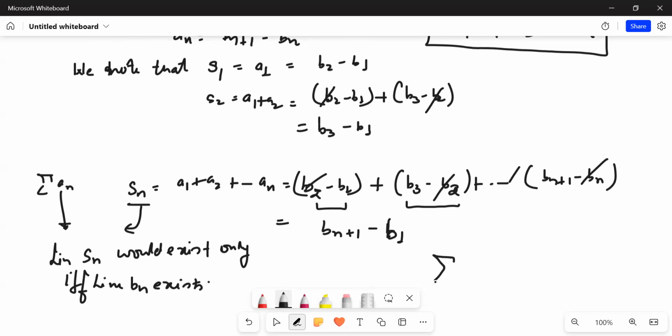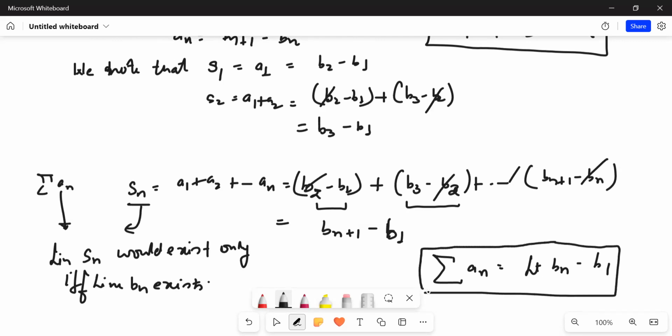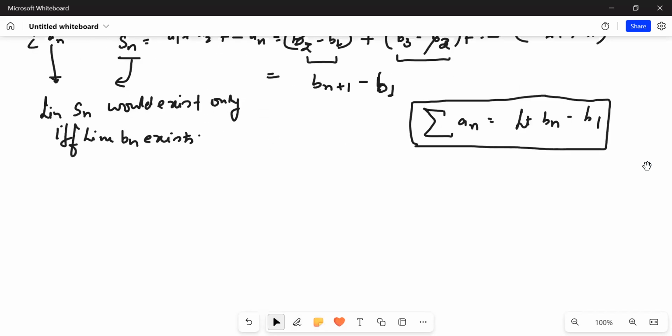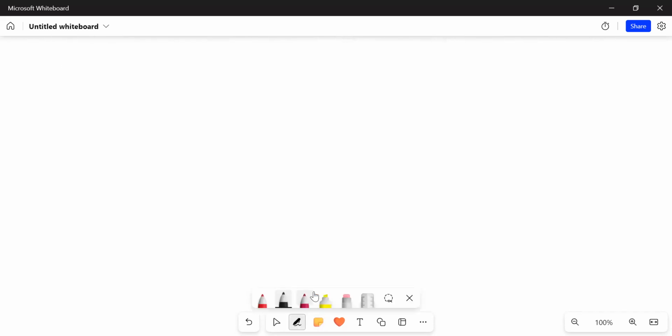Okay, and precisely in that particular case, summation An would be equal to limit Bn minus B. So this is how we work with the telescopic series. Let us do a few questions to understand how to work with the telescopic series. So just take one question and then let us try to do it.